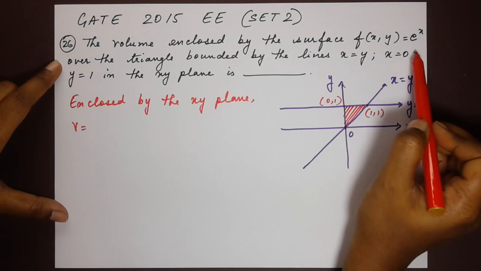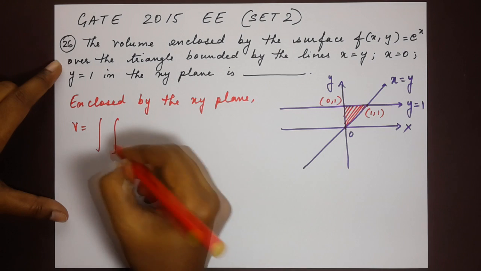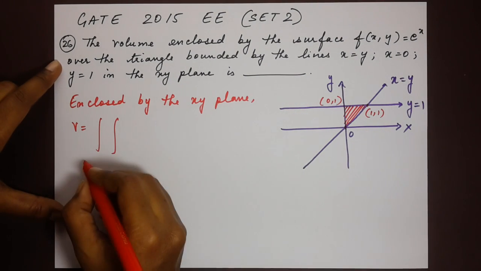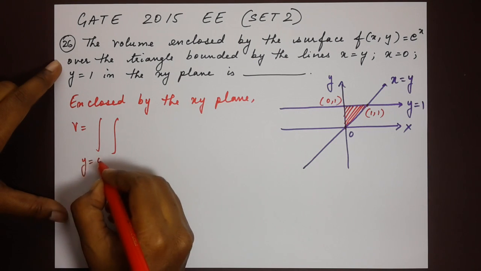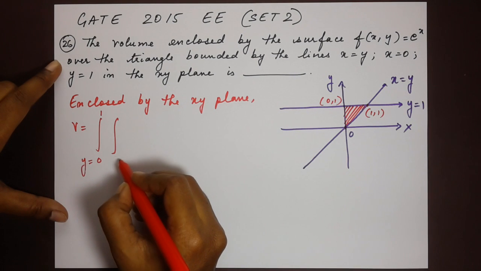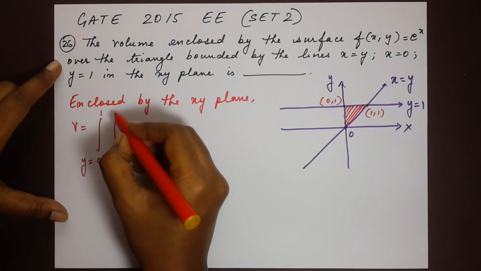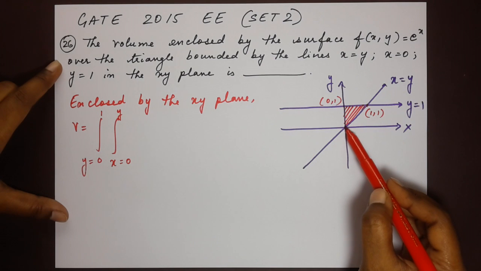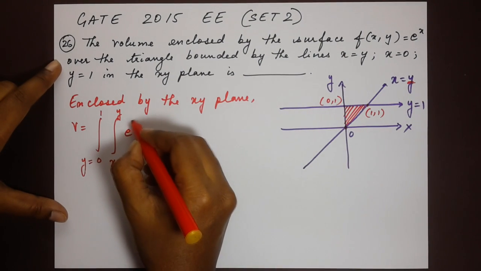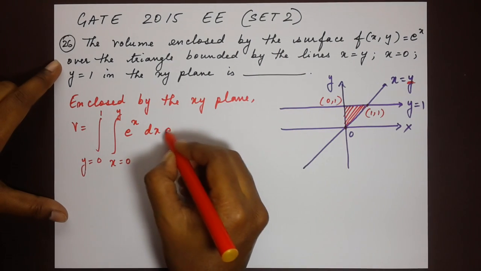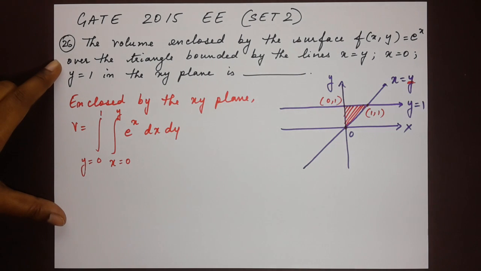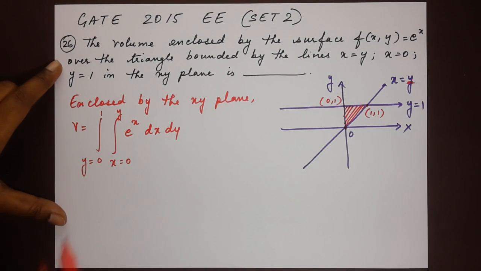So our volume would be, now this is a surface f of x comma y equals e power x. So please be very careful here. We would have a double integral. So we start with y equals 0 to 1, and x equals 0 to y. So the function given is e power x dx dy. So this is our integral equation which we'll have to solve.